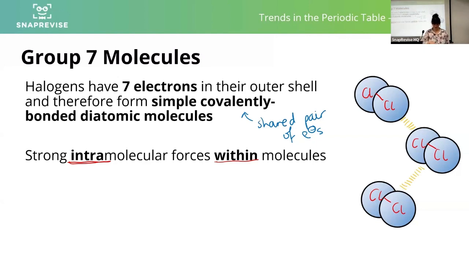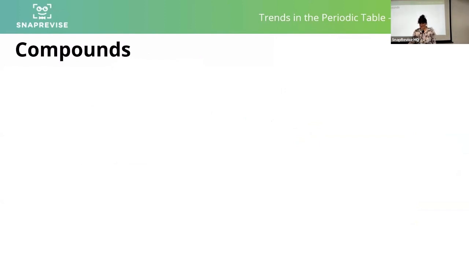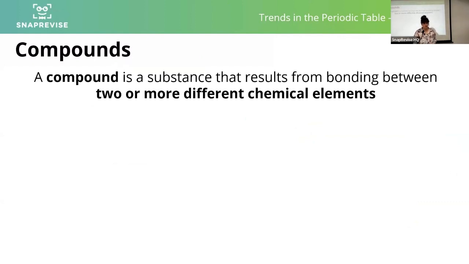Okay, let's keep going. So quick definition, if you weren't sure at the beginning of today what the definition of a compound is. A compound is a substance that results from bonding between two or more different chemical elements. So some molecules, such as Cl2, can't be classed as a compound because it's only made up of a single element. So ionic substances can be compounds, covalent substances can be compounds, as long as there are two or more different elements within that compound. Hopefully you know that.